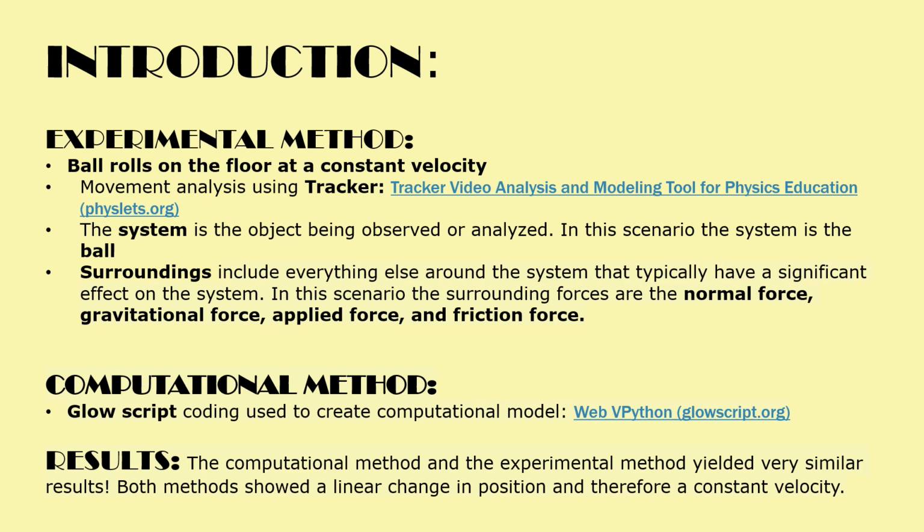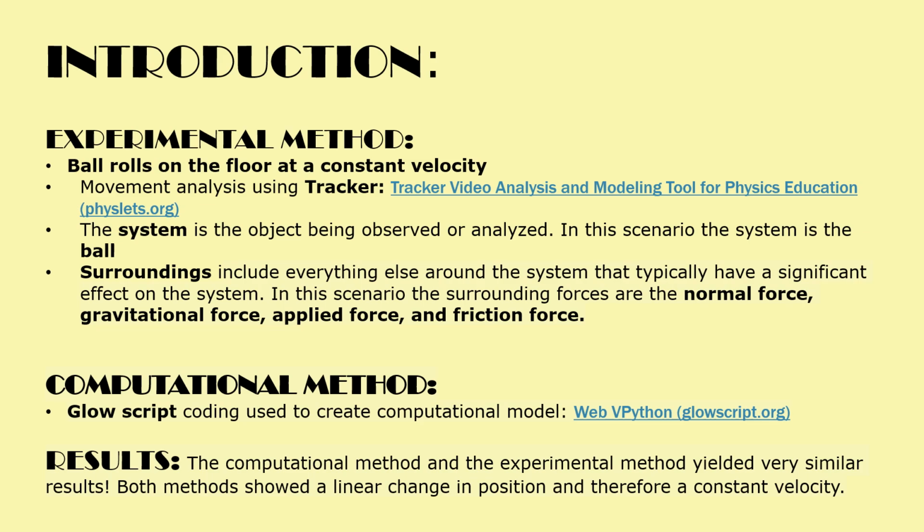We are going to analyze constant velocity today using the experimental method and the computational method. In the experimental method, a ball will be rolled across the floor at a constant velocity. The movement of this ball will be measured using Tracker. The system is the object being observed or analyzed, and in this scenario, the system is the ball. The surroundings include everything else around the system that typically have a significant effect on the system. In this scenario, the surrounding forces are the normal force, gravitational force, applied force, and friction force.